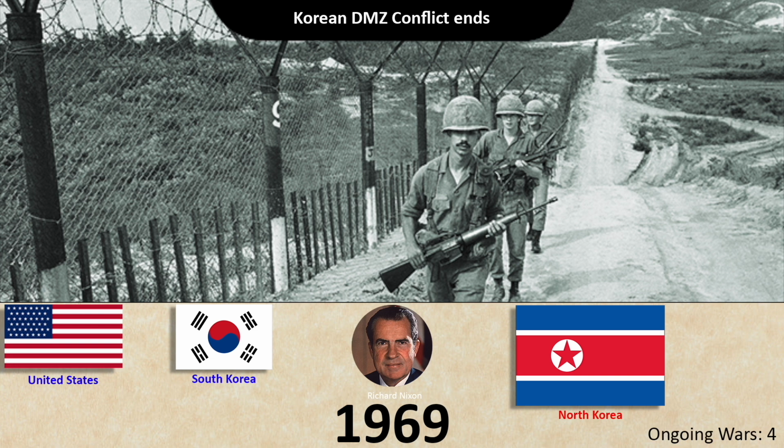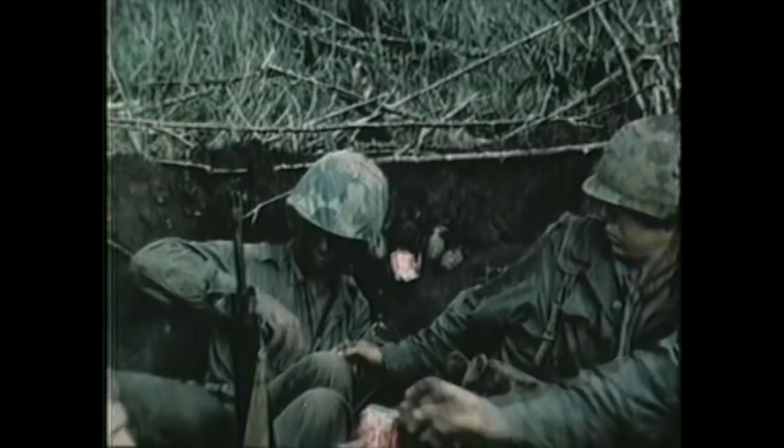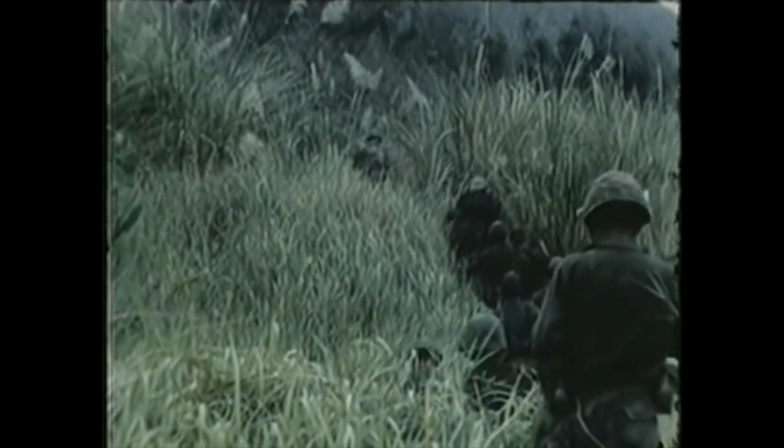Tensions would still remain throughout the years, obviously. 5 years later, in 1974, the Vietnam War would end. Yeah, it was a shitty war. There were no clear, actual battle lines, as this was full of guerrilla warfare, and most of the time, the enemy wasn't even being seen.